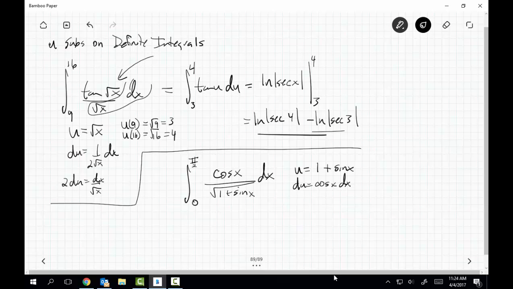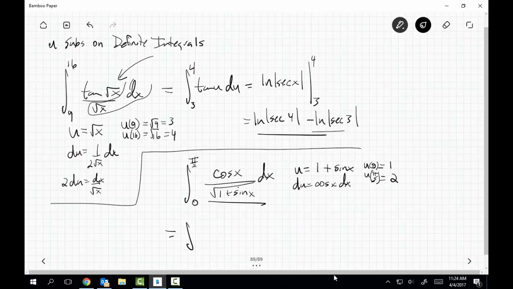I also know that u of 0, deep breath Ripley, that u of 0 is equal to 1 plus sine of 0, which is just 1. I also know that u of pi halves is 1 plus sine of pi halves. Well, sine of pi halves is 1, so 1 plus 1 is 2. Guess what? Once we did that, I can completely abandon this integrand in terms of x.